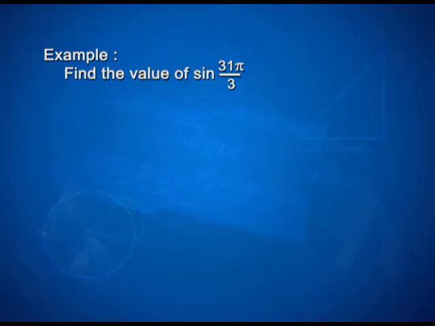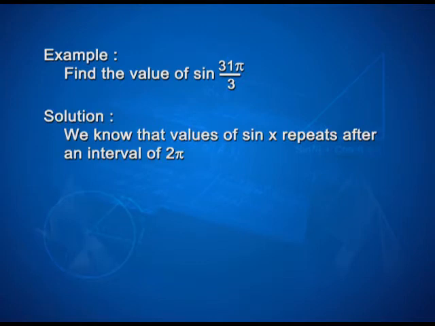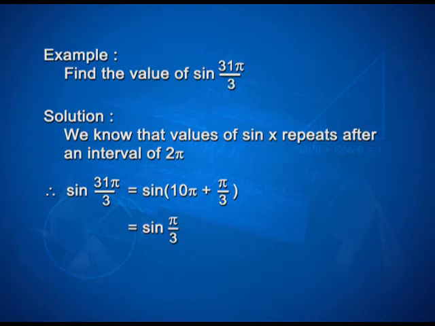Find the value of sin 31 pi upon 3. Solution: we know that values of sin x repeats after an interval of 2 pi. Therefore, sin 31 pi upon 3 can be written as sin 10 pi plus pi by 3, which is equal to sin pi by 3, and its value is root 3 upon 2.